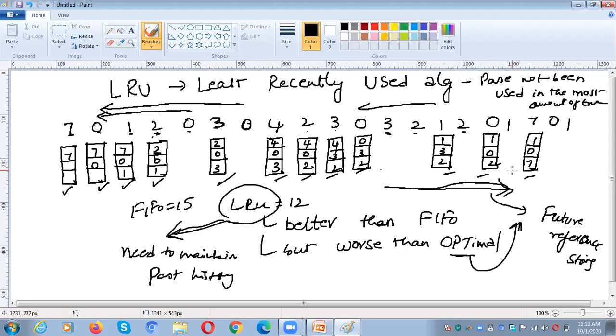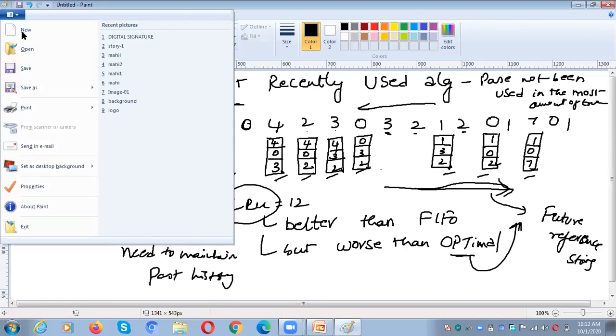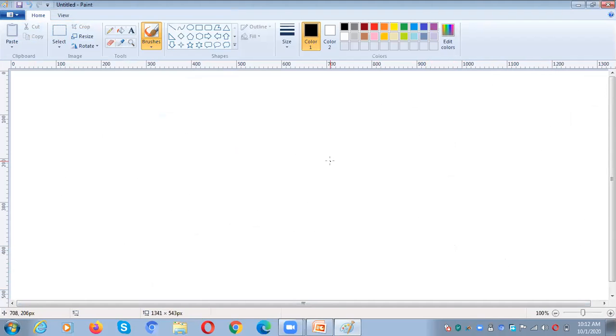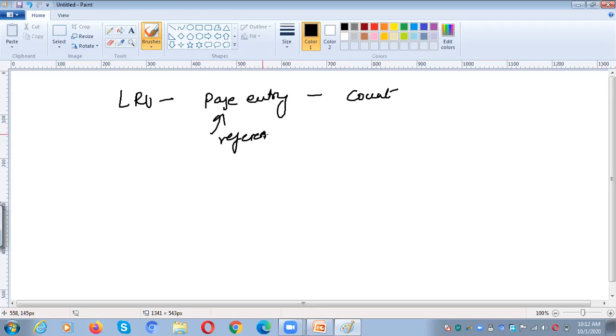In order to maintain the past history, we need to maintain two things. In the case of LRU, we need to maintain which page was referred at what time. Each and every page entry has one count variable. Whenever there is a page reference, that means page 0 is referred, automatically we record at what time the page was referred.